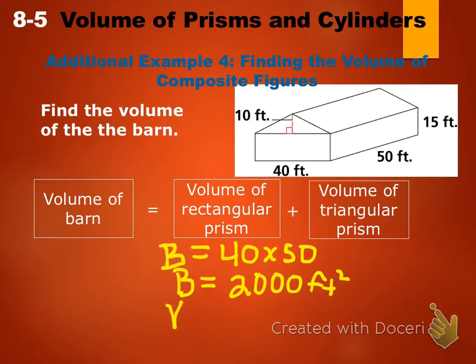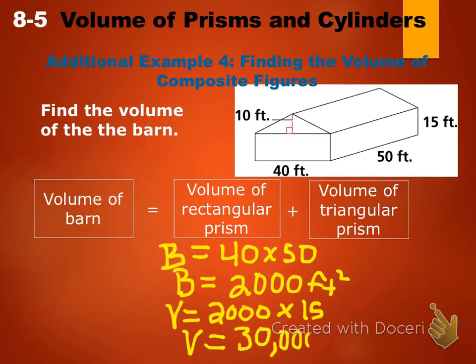So to find the volume, we're going to take that 2,000 and multiply it by our height of the prism, which is 15. So the volume ends up being 30,000 cubic feet.